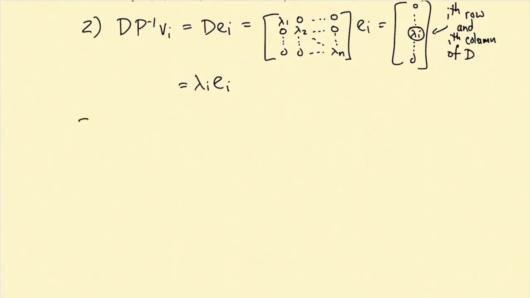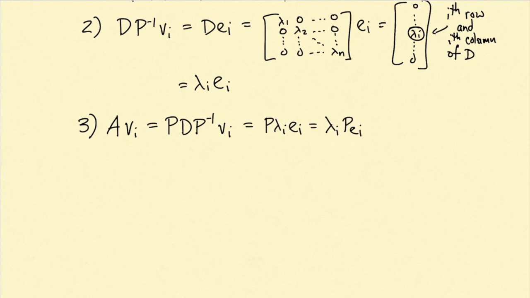And finally, we can compute A times v_i, replacing D P inverse v_i by lambda i e_i, and using linearity to pull the scalar through the matrix multiplication, we're left with lambda i P times e_i. We know that when we multiply a matrix by the ith basis vector, we simply get the ith column of our matrix. But that's simply v_i. So we can see here that A multiplied by v_i is lambda i v_i, where lambda i is the ith entry along the diagonal of our matrix D.